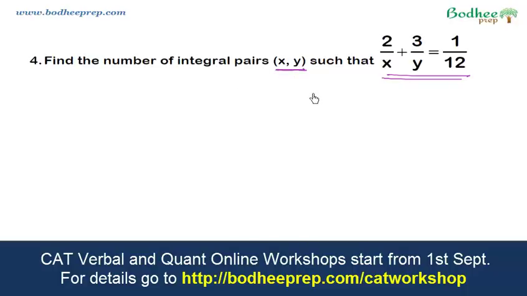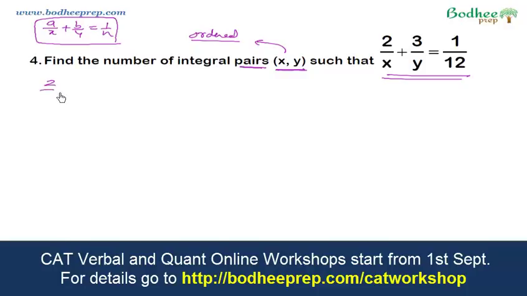One thing we have to remember is that if the variable is introduced in the question, then the number of pairs means we need to find the ordered pairs. So how do we solve these kinds of questions? I categorize this kind of question in the form a by x plus b by y is equal to 1 by n. At the end of solving this question, I'll also give the shortcut formula for this.